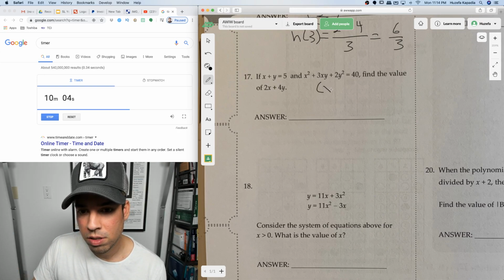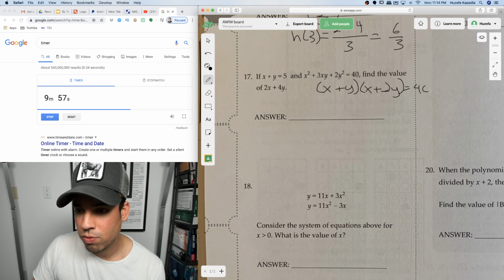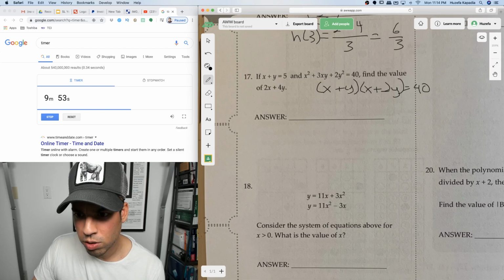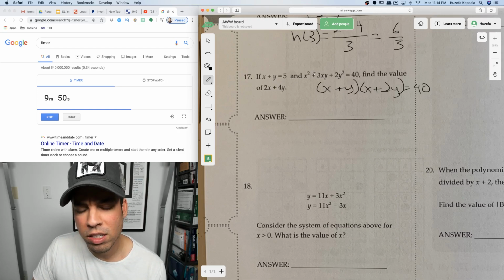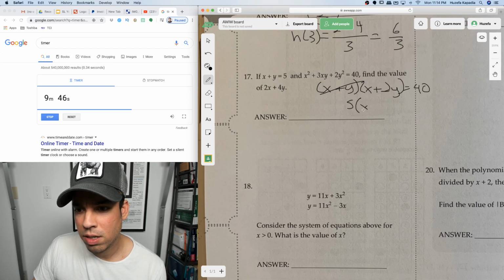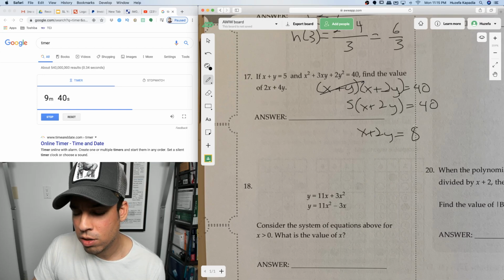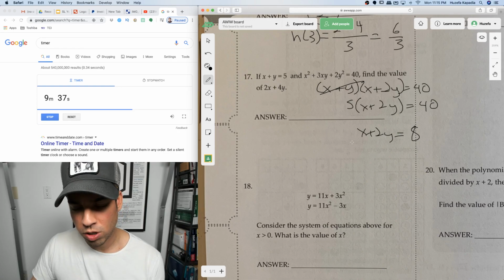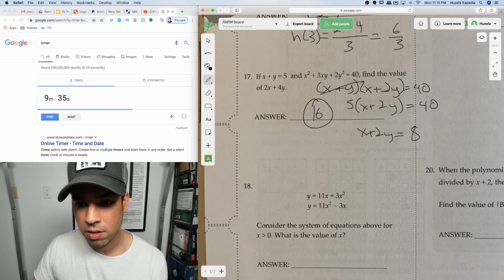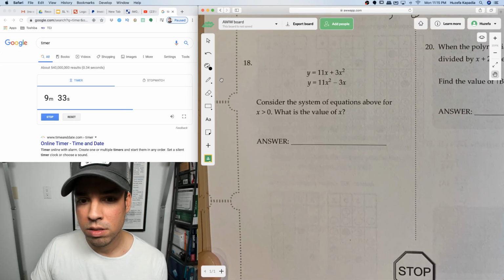So it becomes x plus y times x plus 2y equals 40, right? Because if I FOIL this, it becomes x squared, 2xy, xy becomes 3xy and 2y squared, so that's good. And I already know x plus y equals 5, so this just turns into 5. And then it's 5 times x plus 2y equals 40. Divide by 5, x plus 2y equals 8. Double it to be 2x plus 4y, right? And it's 16. All right, next.